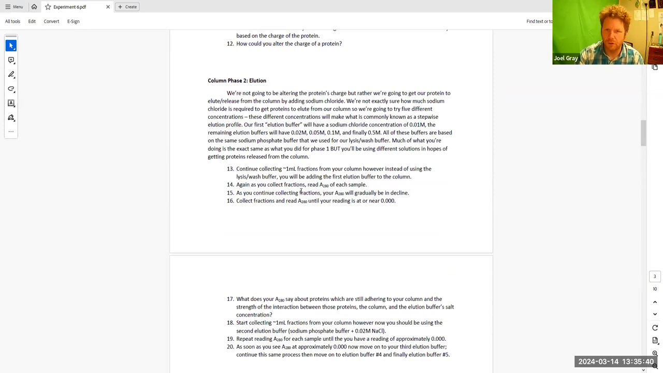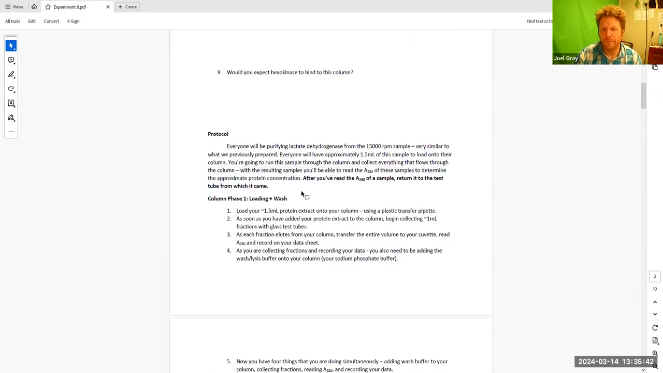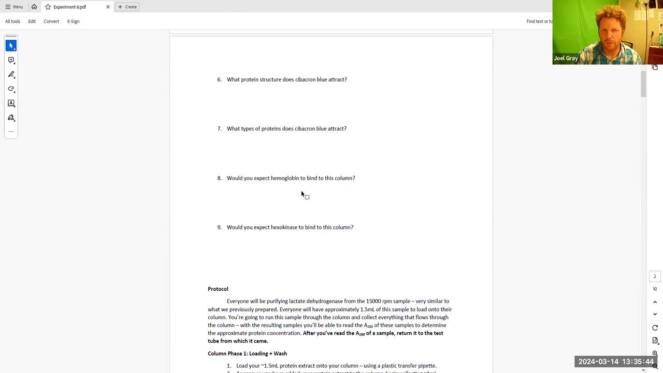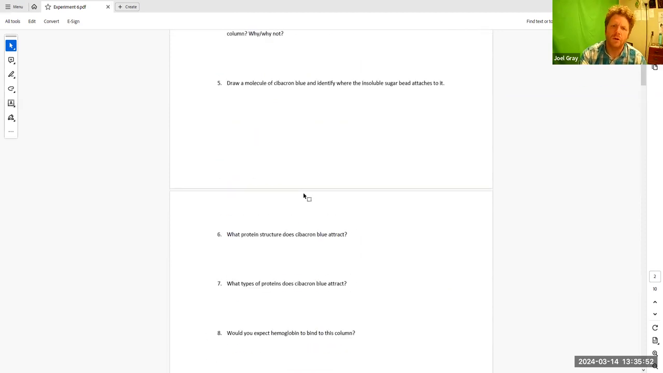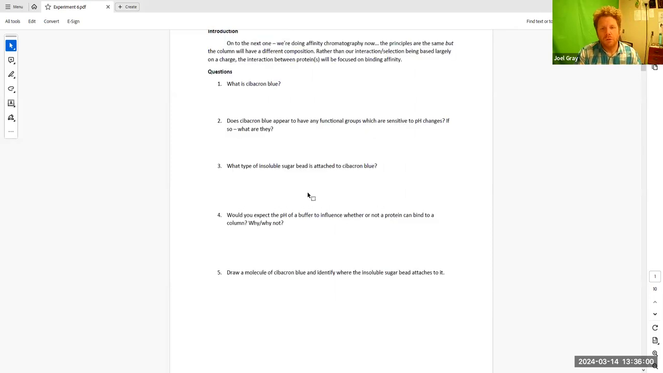Now, the procedure is effectively the exact same. The only difference is the column that we're using. So you're going to be given a sample that should contain lactate dehydrogenase, and then you're going to try to capture that lactate dehydrogenase on your column, wash away non-specific binding proteins, and then elute lactate dehydrogenase.